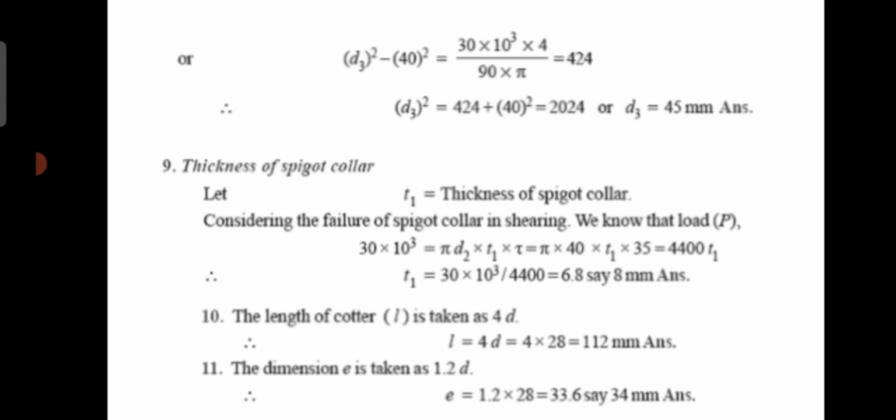Then the length of the cutter, small l, equals 4d, that is 4 × 28, diameter we know. We can get the length of the cutter equal to 112. The dimension e is taken as 1.2D: small e equals 1.2 × 28. So we can get 33.6, so we can say 34 millimeter.